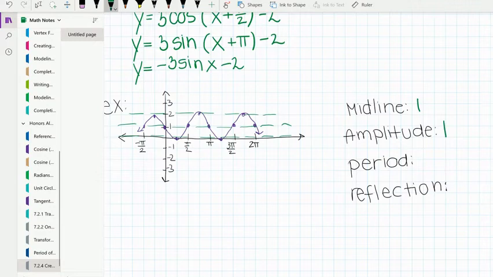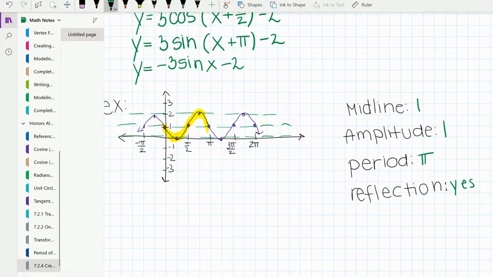The period. So to me, this looks more like a sine graph, but we're going to do both. So let's say it's a sine graph. It starts on the midline. It's actually going down and it comes here, here, here. So that completes one cycle. So to find the period, we can see that it completes that entire cycle in pi units. Okay, and then the reflection, it would have a reflection because it's going downwards.